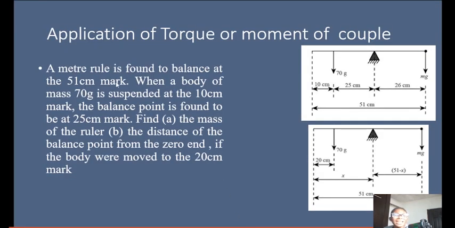So this is what it's trying to say. Don't forget what we talked about, center of gravity. This is a meter rule, right? And the balance point, when they put it on a pivot, it's balanced at the 51 centimeter mark. Let's read the question. A meter rule is found to balance at the 51 centimeter mark. When a body of mass 70 gram is suspended at the 10 centimeter mark, the balance point is found to be at 25 centimeter. So look at it now.